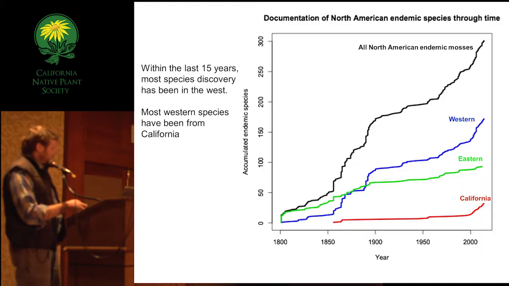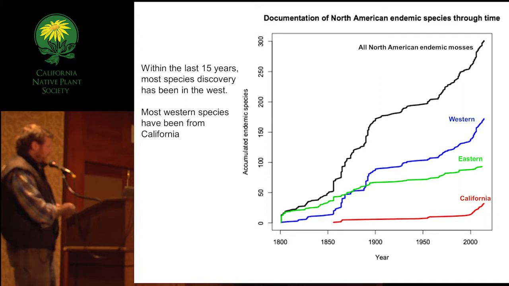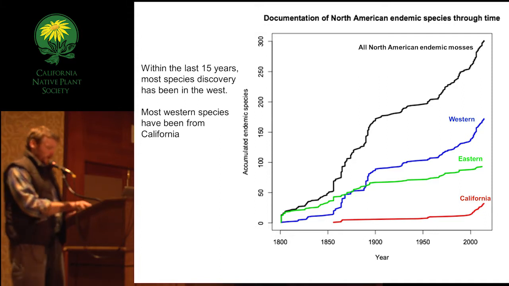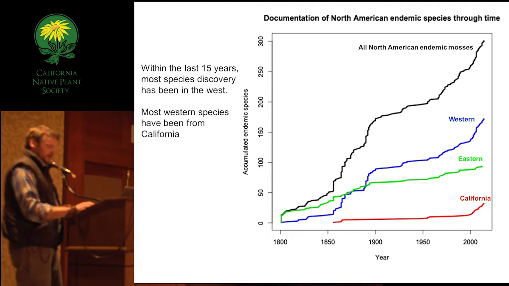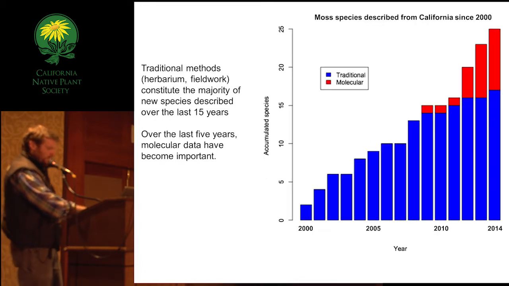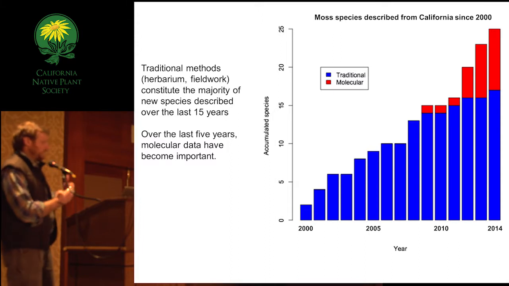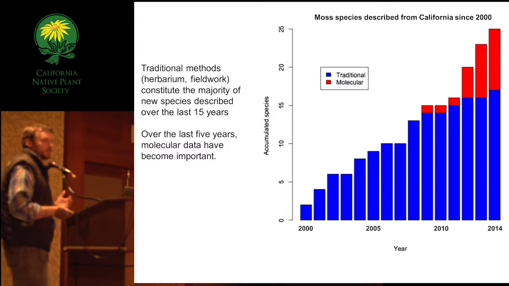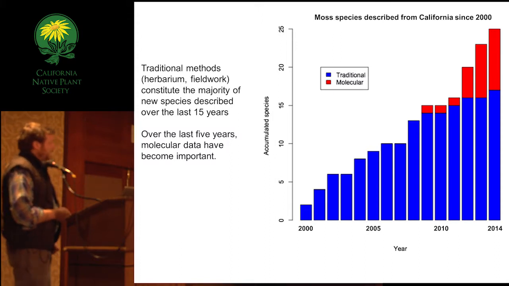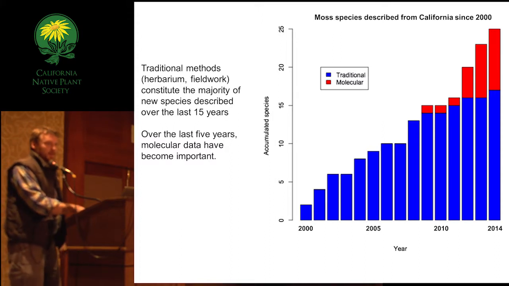So what I want to do is zoom in on this little hump right here and show you what species discovery in California looks like. This is the same set of axes, so we have time on the x-axis from 2000 to 2014 and the accumulated number of species. But here I've separated out the species that we've discovered through what I call traditional methods, so going out into the field, spending time in the herbarium, versus in red, that's the added influence of molecular data.